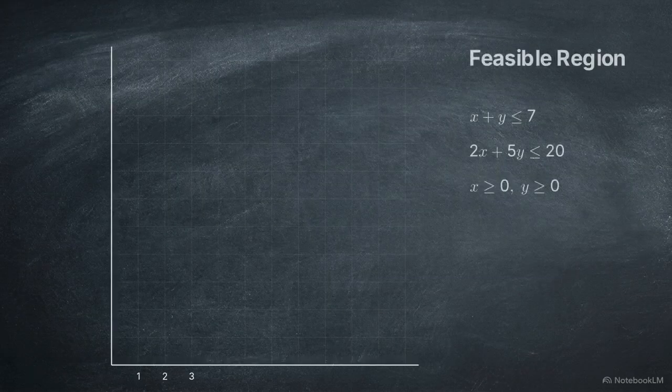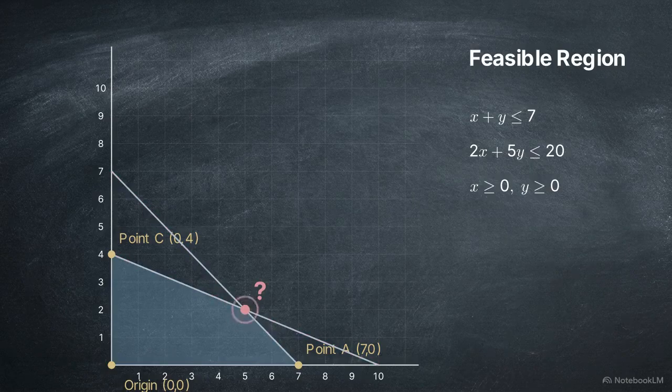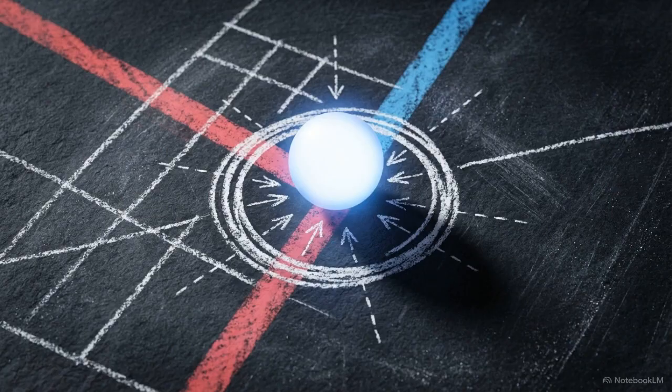We can already identify 3 of these corners simply by looking at our axis intercepts. We have the origin at 0, 0, point A at 7, 0, and point C at 0, 4. But there is a 4th vertex floating in the middle of the quadrant, created by the intersection of our 2 constraint lines. Finding the ultimate optimal state requires locating the exact coordinate where the limits of these multiple constraints intersect.